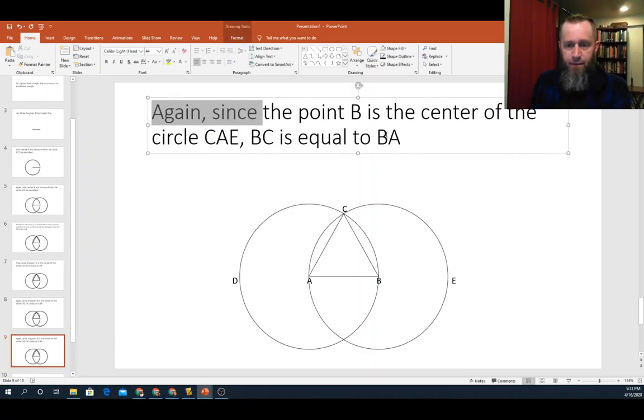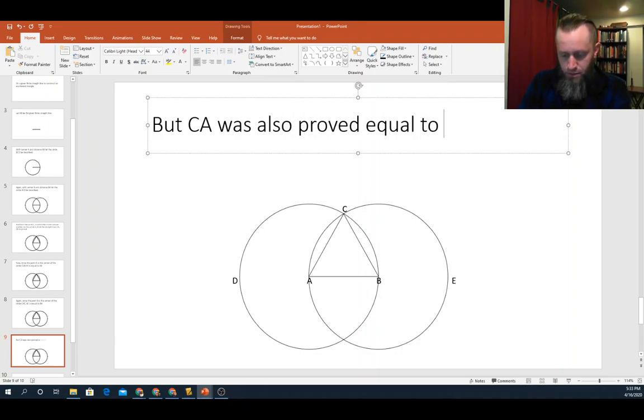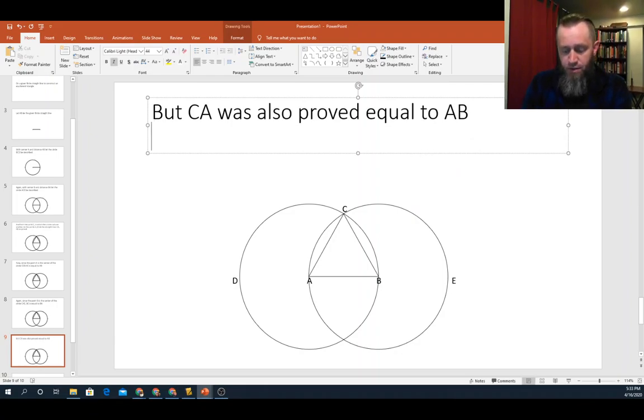So he says, but CA was also proved equal to AB. CA is equal to AB. Remember that? CA is equal to AB. We know that. He's just reminding us of it. I actually said it in the last slide. We're going to have a lot of writing here.